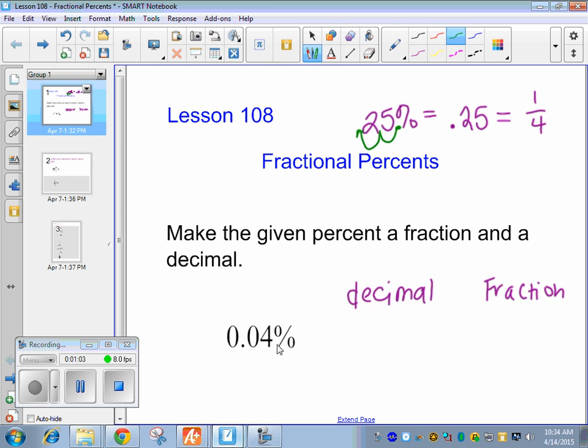So here I have a percent. Even though there's a decimal percent, it's still a percent. Okay? So to go from the percent and make it a decimal, so to drop the percent sign, we're going to move the decimal to the left. So now I have 0.0004.